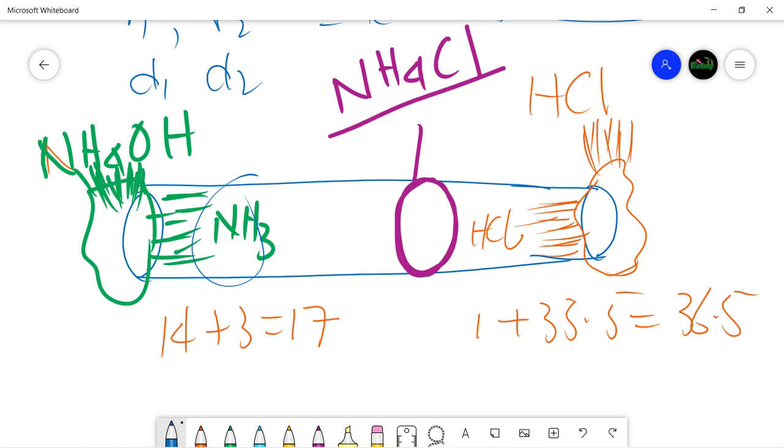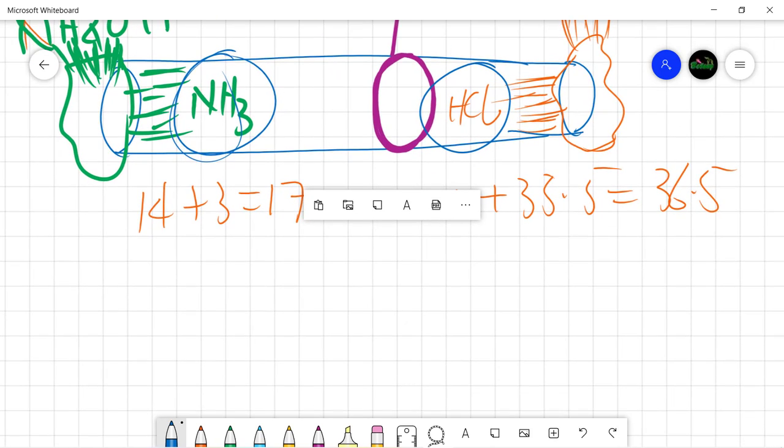So this demonstrates Graham's law of diffusion, that the denser molecules diffuse slowly. HCl in this case is denser and NH3 has low density, so it will diffuse faster. So this was Graham's law of diffusion.